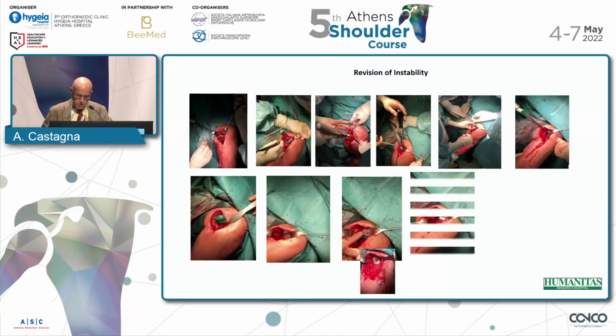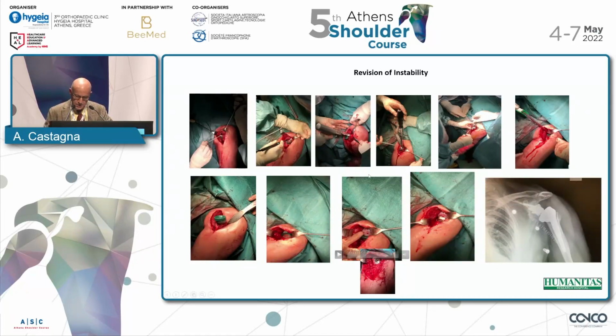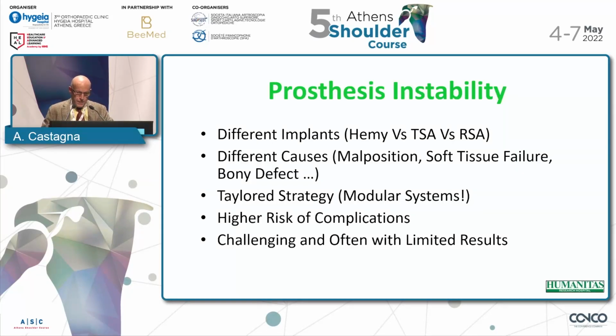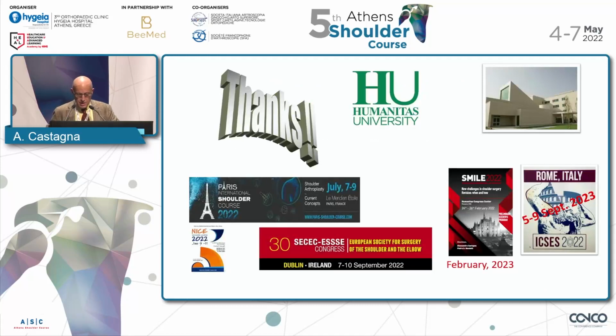liner, sorry for all this picture, that is increasing also the tension and the wrapping of the deltoid on the humeral side. So both sides just to help it. So prosthesis instability is different according to the implant. There can be different causes: malposition, soft tissue failure, bony defect. You should have a tailored strategy, and the possibility of exchanging the parts of your system may eventually help you. There is a higher risk of complication when you have sequelae of fracture, and it is sometimes challenging and often with more limited results, of course, if compared to a primary implant.